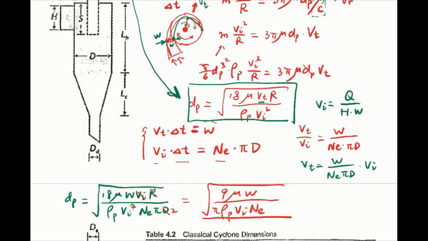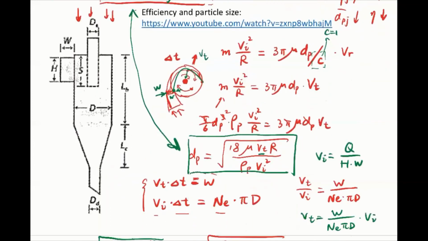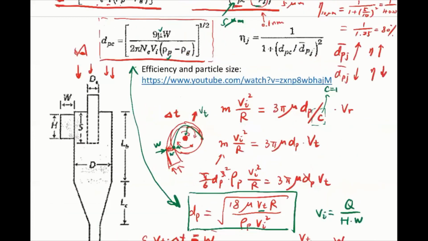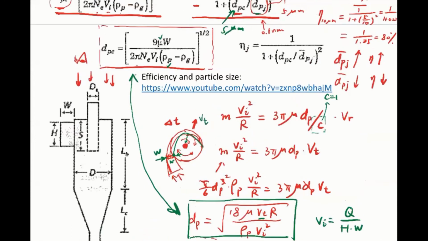Okay, so now if you compare these two equations, so this is what we have, right? And this is what people determined from the simulation or from the experiments. So you see that we have most of the terms ready. So 9 mu w, 9 mu w. We have pi Ne rho Vi. All of these terms are ready. So finally, people decided that we need to put a 2 here to make it more accurate.